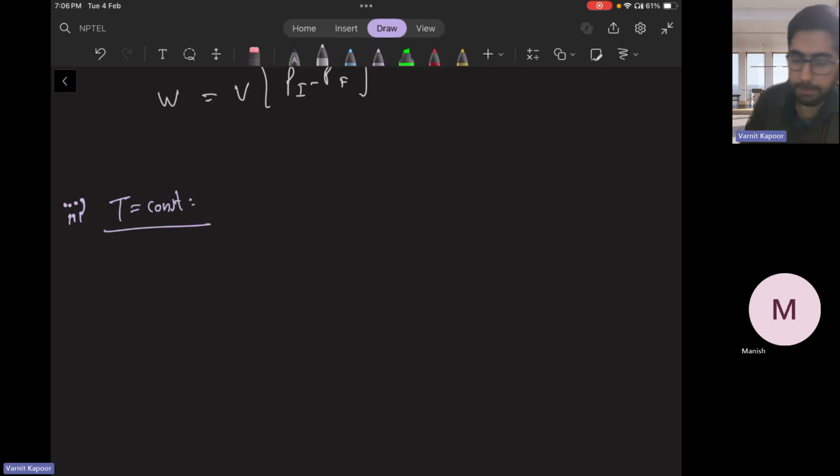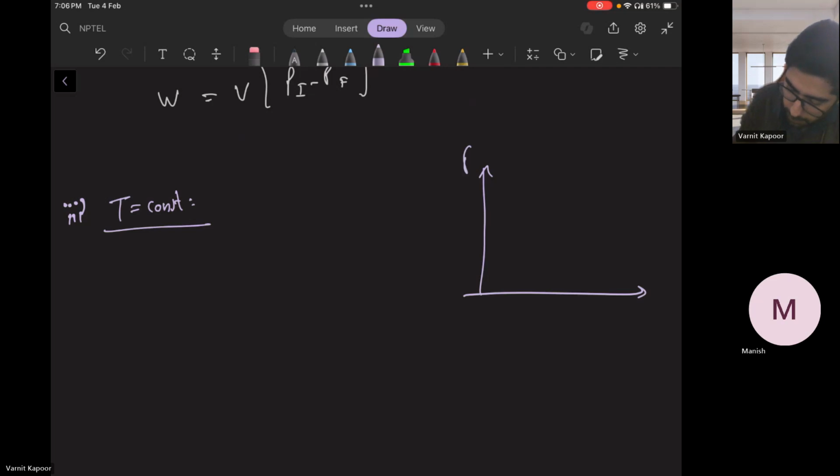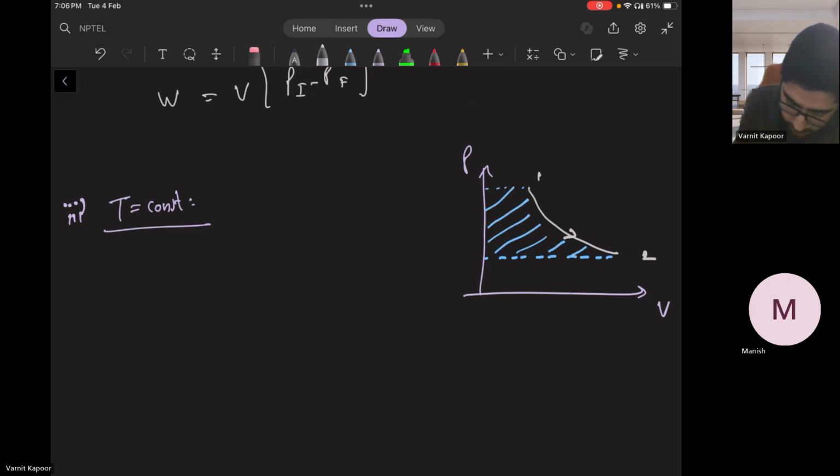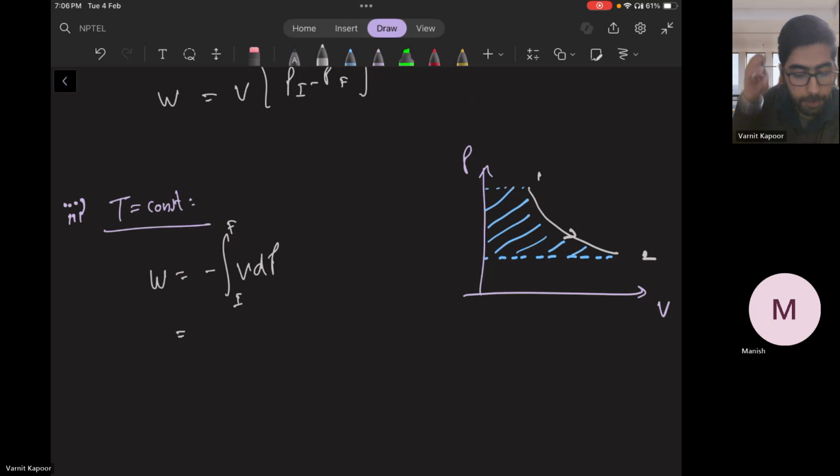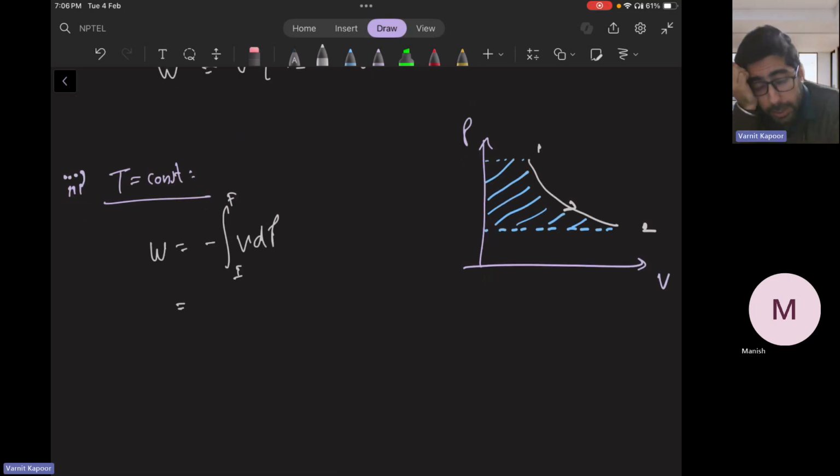Work. As I said, it's a rectangular hyperbola on the pressure-volume plot. From here to here, you are going from 1 to 2. Project this on the pressure axis. So work done is negative of the integral of V dP from initial to final. What is the equation of a rectangular hyperbola? PV is equal to constant. Oh, sorry, XY is equal to constant. That's the mathematical equation of a rectangular hyperbola.